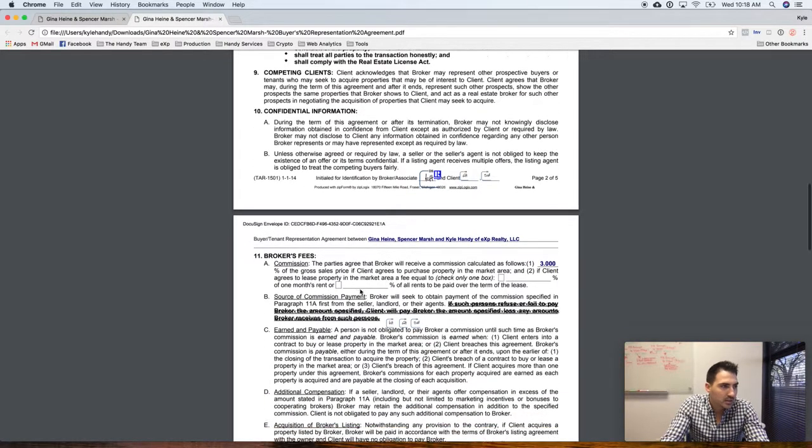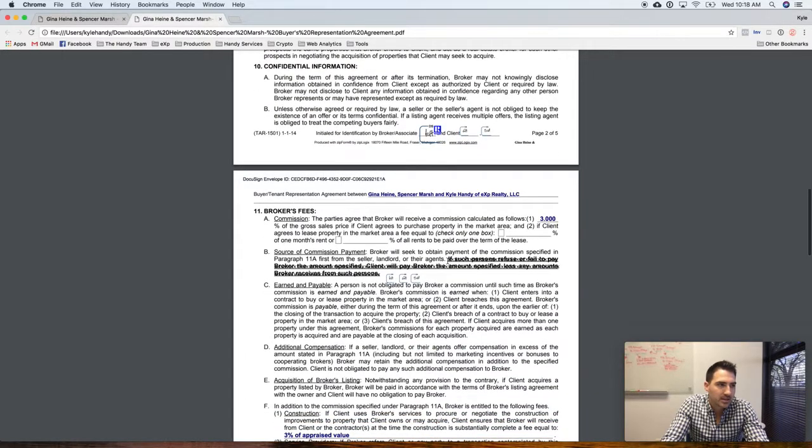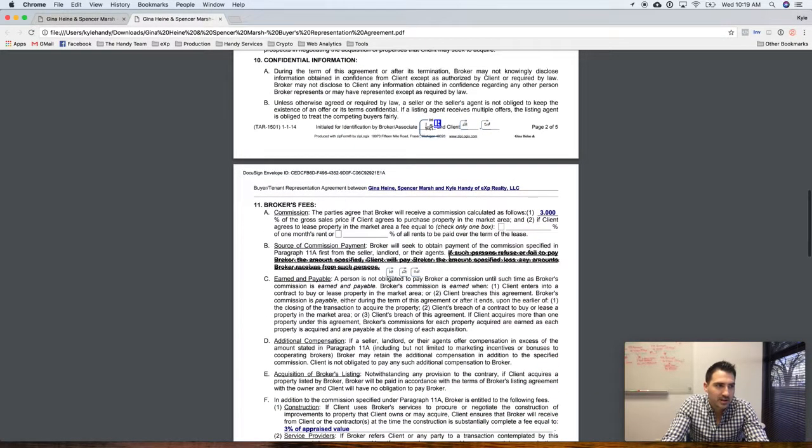So next part is broker's fees. I do tell them that we do receive a 3% commission. That commission is paid by the seller, and they will not owe us any money. Now, you will get some clients every now and then, because it does say down here, mine's crossed out because this particular client was one of those types, but if such persons refuse or fail to pay the broker the amount specified, client will pay the broker the amount specified less any amounts the broker receives from such persons.